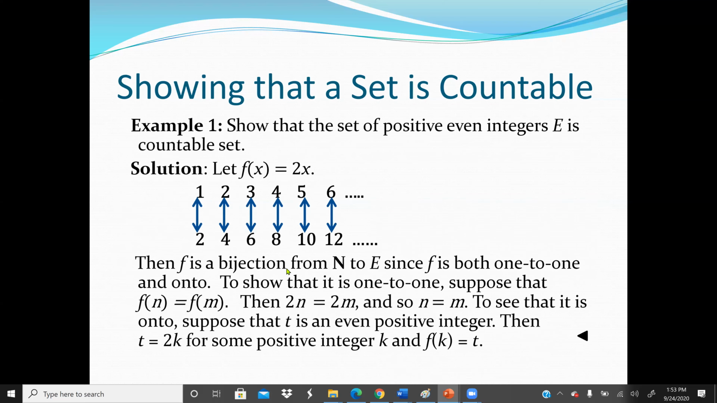So we have a bijection from N to E, since F is both one-to-one and also onto. If we remember, what does onto mean? They all have to have a relationship. It doesn't matter if 3 goes to 6 and 8. The bottom is our output, so 3 going to 6 and 8 is still onto, but this time it's no more one-to-one.